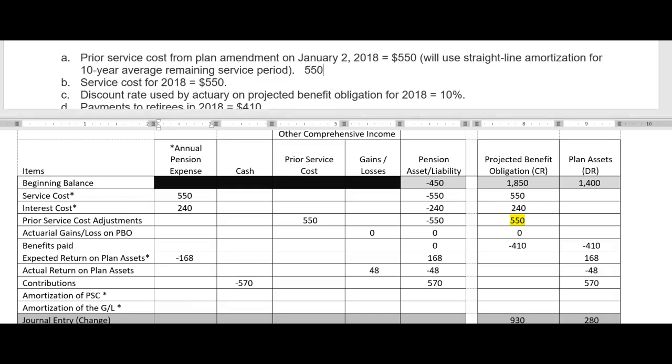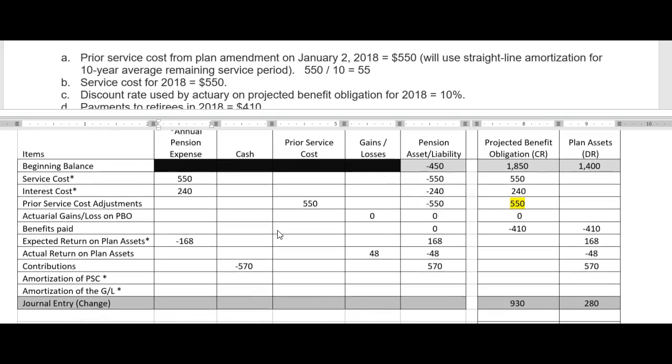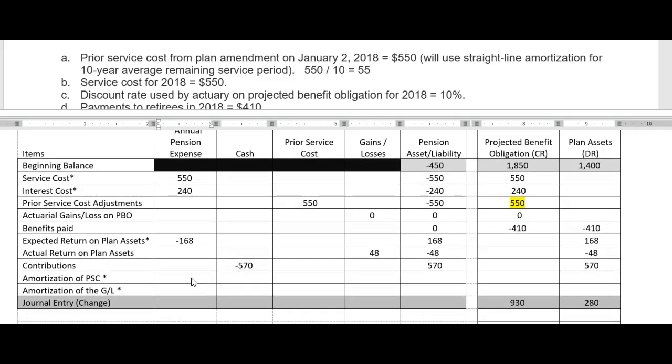So at the end of 2018, we'd take that 550 because we would have assumed it would have started at the beginning, divided by 10. So for each year on this pension, we need to amortize $55, again in millions, but $55 of that PSC. Okay, so each year, 55. Now what does that do? Well, prior service cost is an expense that we're deferring. So as we amortize it, we're actually going to increase our pension expense each year for 10 years for $55 there. Okay, what does that offset?